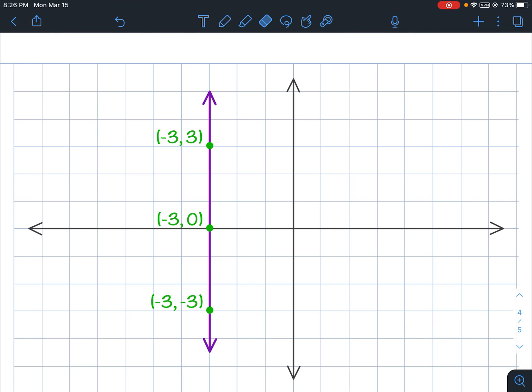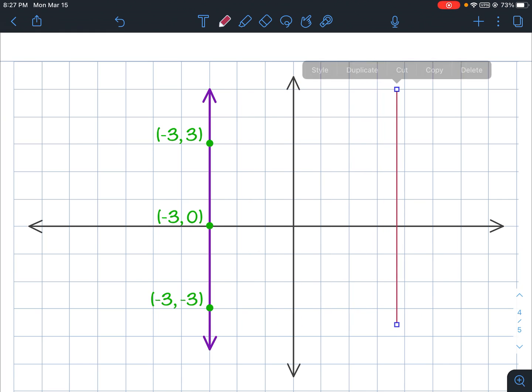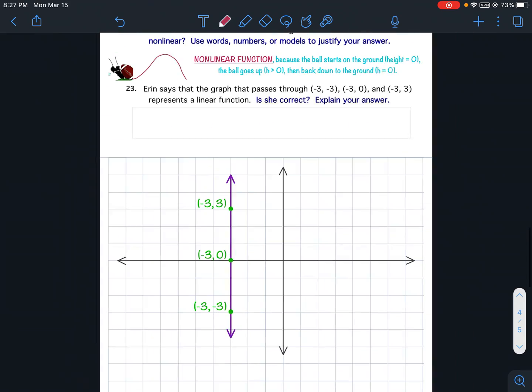are not a function. Vertical lines are not a function. If I did the vertical line test, if I drew a vertical line and put it over top of this graph, it would pass through every single point on the line, making it not a function. So is it linear? It sure is. But is it a function? No.